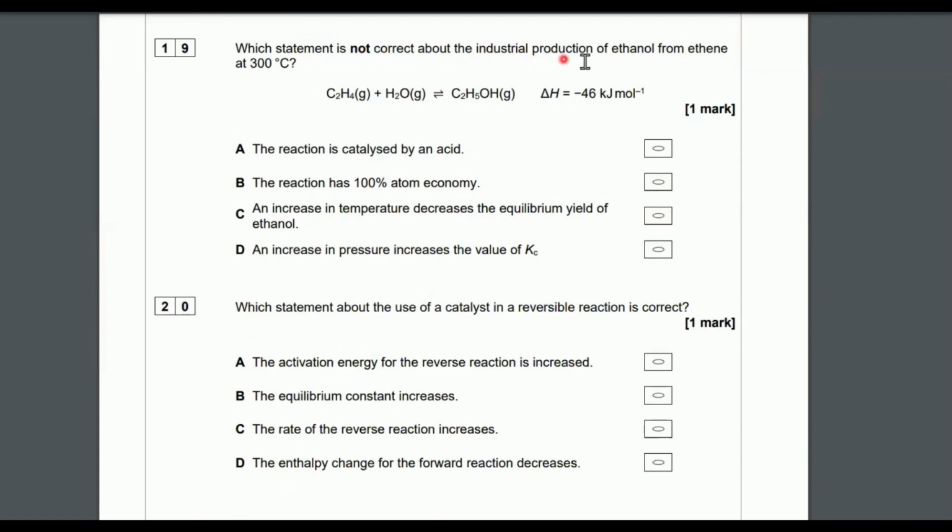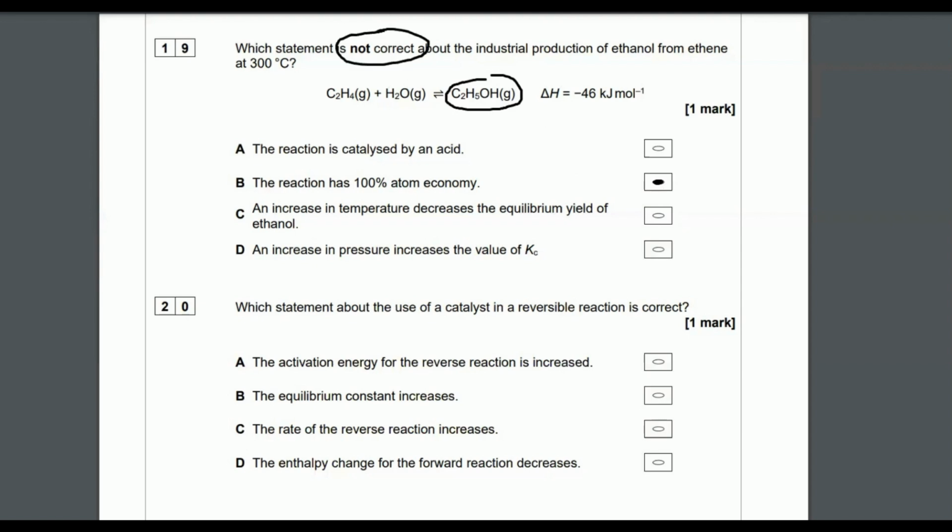So 19, which statement is not correct about the industrial production of ethanol from ethene at 300 degrees? The reaction is catalyzed by an acid. Yes, phosphoric acid, isn't it? The reaction has 100% atom economy. Yes, look, you only make 1 product, so it's got to be 100% atom economy.